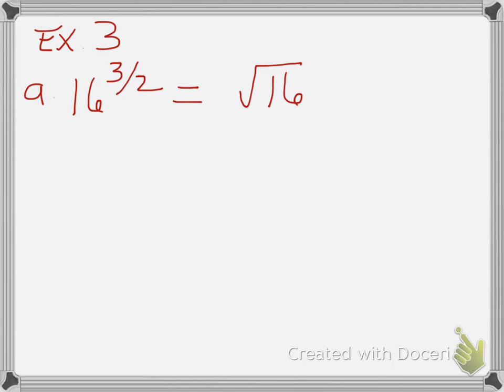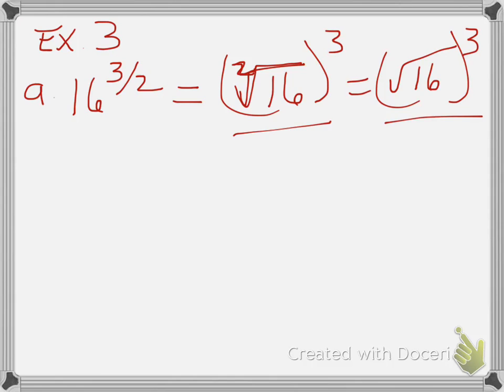Example 3, we're going to evaluate without a calculator. Really, the only one we're going to do like that is the first one. When you have 16 to the 3/2, when you do it by hand, it would be a lot easier if you change it into a square root with the radical form. So this would be the square root of 16. What goes here? A 2 outside and a 3 on the other. Now, the square root and the 2, this is the same thing as this. These two things are the same thing.